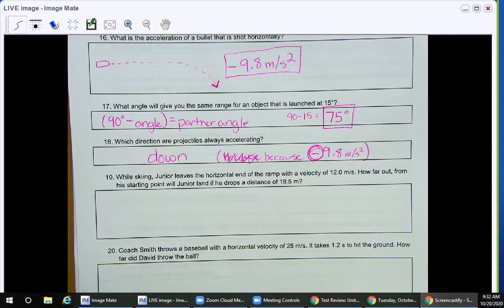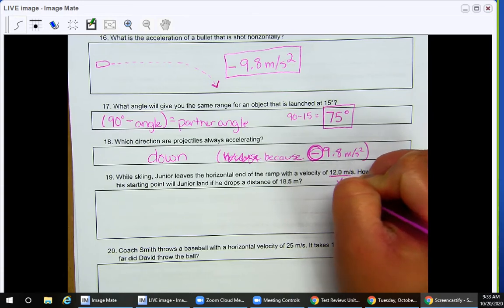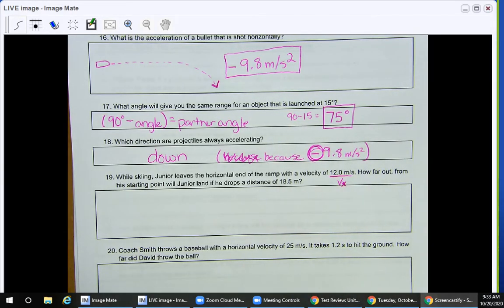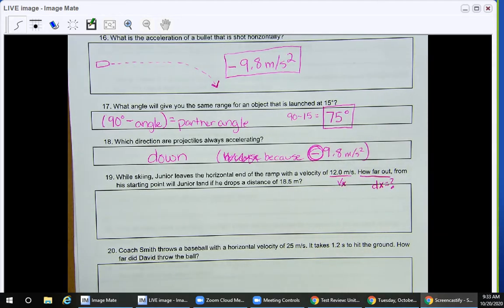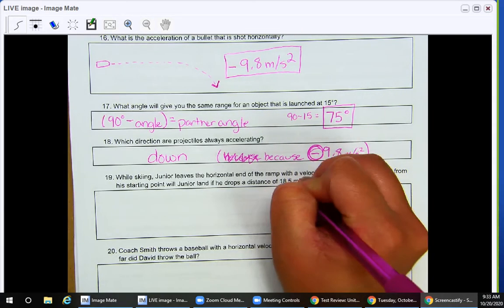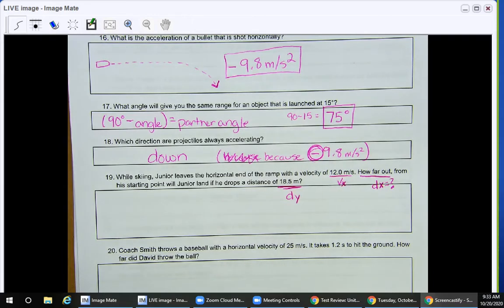All right, our last two are more math problems. While skiing, Junior leaves the horizontal end of the ramp with a velocity of 12 meters per second. How far out from his starting point will Junior land if he drops a distance of 18.5 meters? So we know we got our velocity, our Vx. We want to know how far out. So we want to know the dx. And we know that he lands a distance of 18.5 meters. He drops. So that's our dy because it's going vertical.